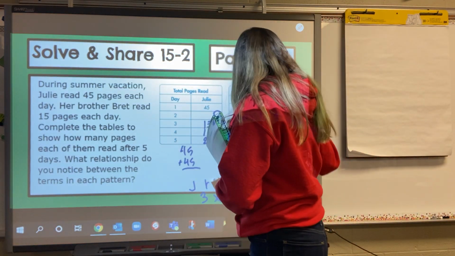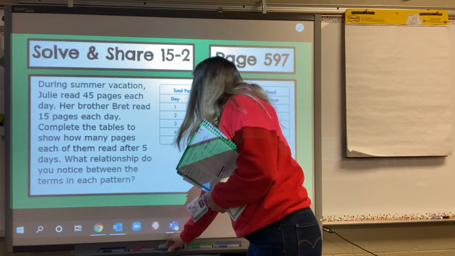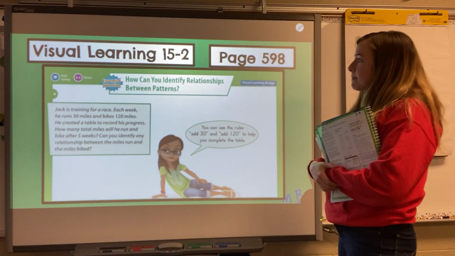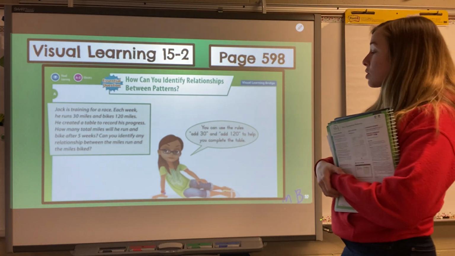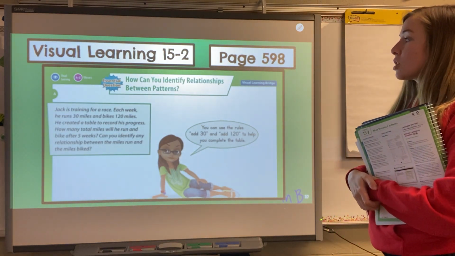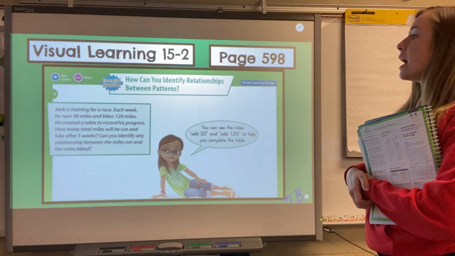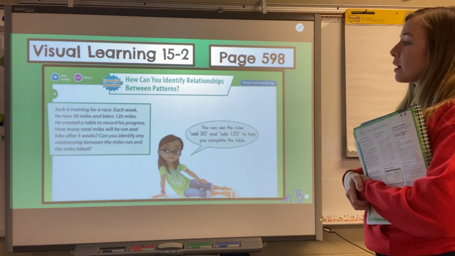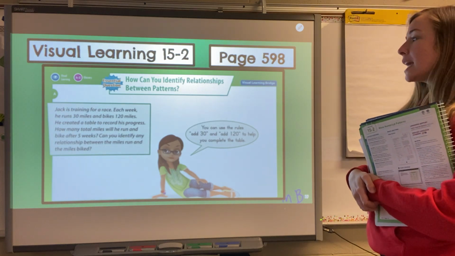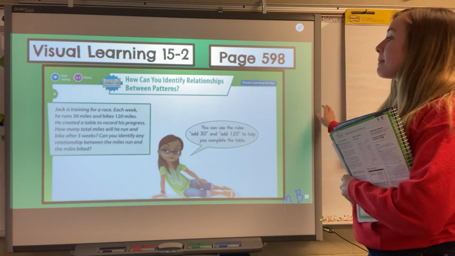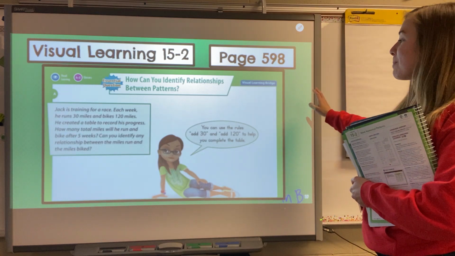Okay, let's go ahead and check out our essential question. How can you identify relationships between patterns? Jack is training for a race. Each week he runs 30 miles and bikes 120 miles. He created a table to record his progress. How many total miles will he run and bike after 5 weeks? Can you identify any relationship between the miles run and the miles biked?